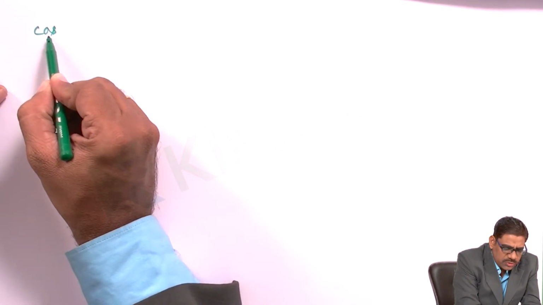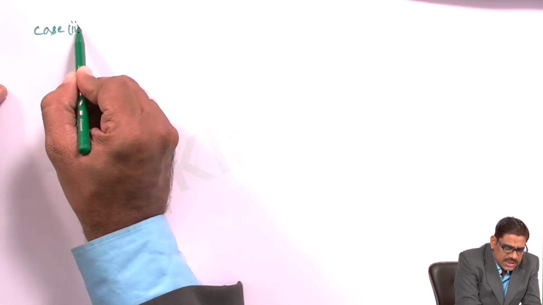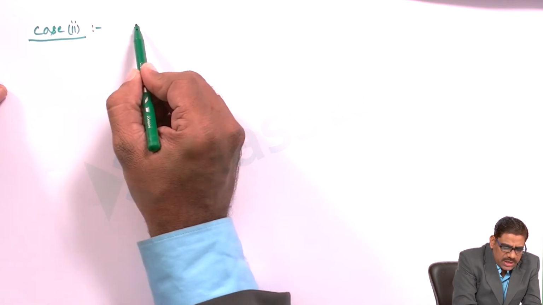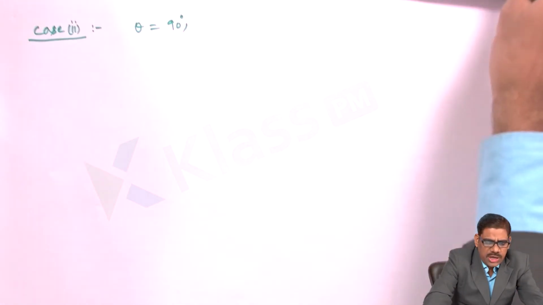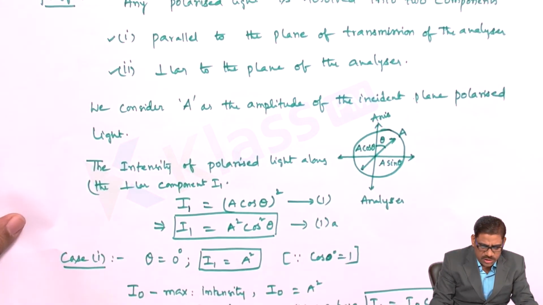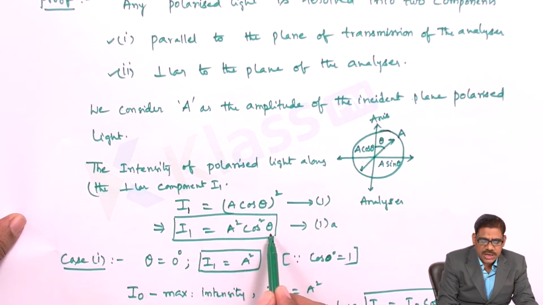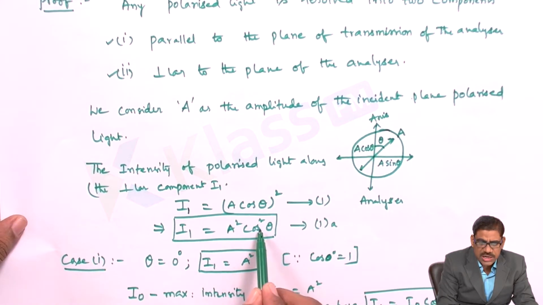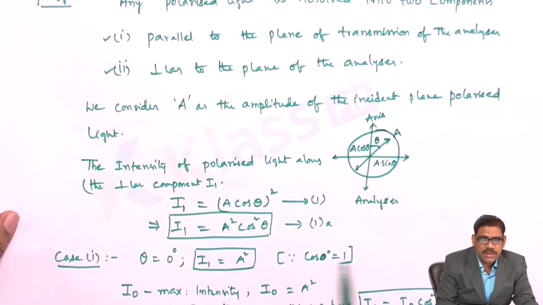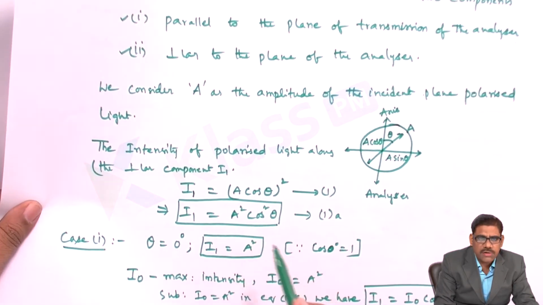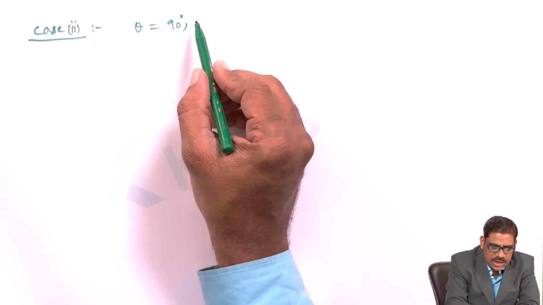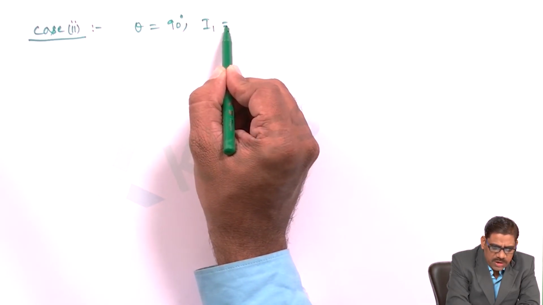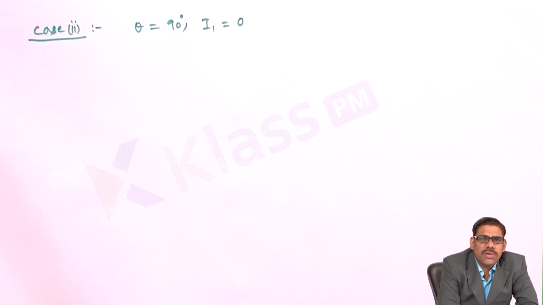Then next, with respect to the same thing, let us resolve it for the second component, that is case 2. Case 2 is concerned with when theta is equal to 90 degrees. Now here we have I1 is equal to A square cos square theta. Theta is 90, so cos 90 is 0, so this entire thing is rounded off to 0. Therefore, when theta is equal to 90 degrees, I1 is equal to 0.